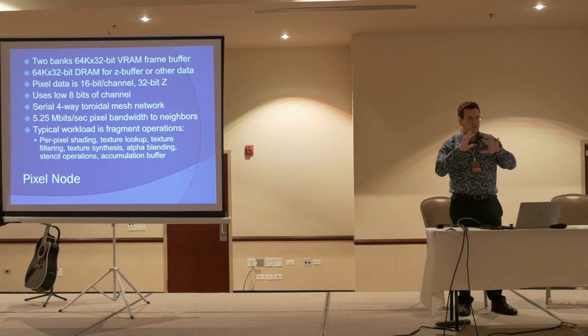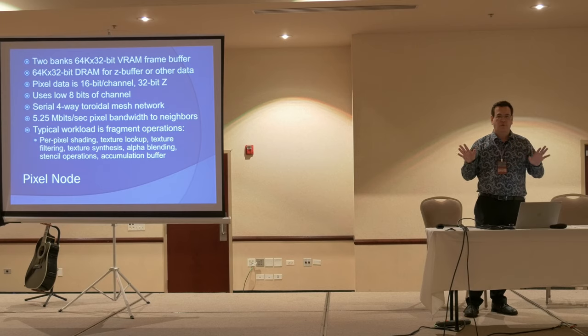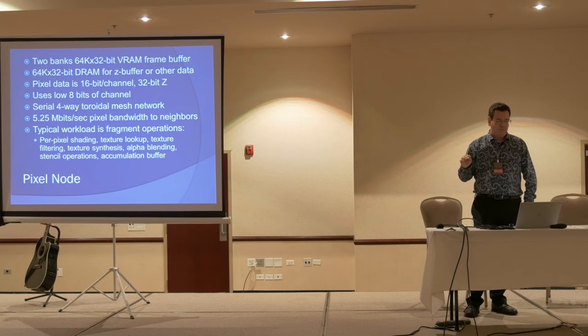Again, these pixel nodes are arranged in a torus network where each node is connected to its nearest four compass point neighbors. And you've got 5 megabits per second of bandwidth between nodes.